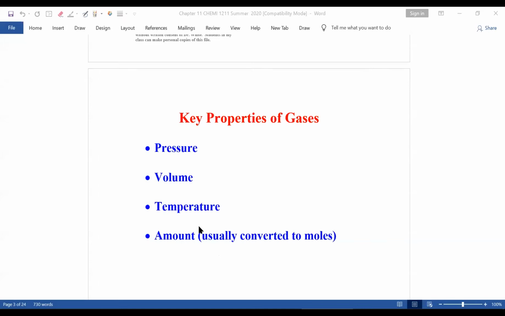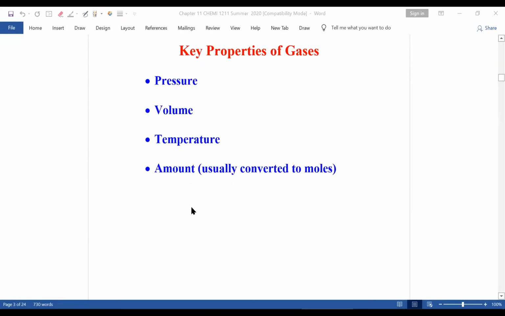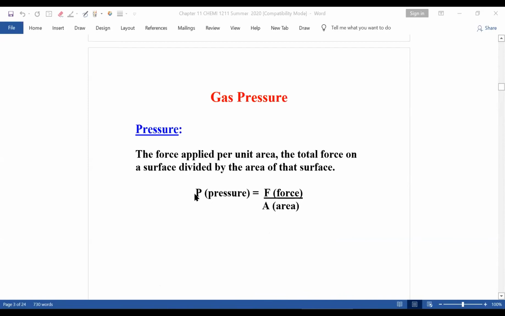Now, one of the most important properties of a gas is the pressure. What's pressure? You don't have to know this formula. The pressure is defined as force applied per unit area. That's the total force on a surface divided by the area of the surface. Now, I'll never ask you to do any calculations like this. Guess what? I've never done it either.